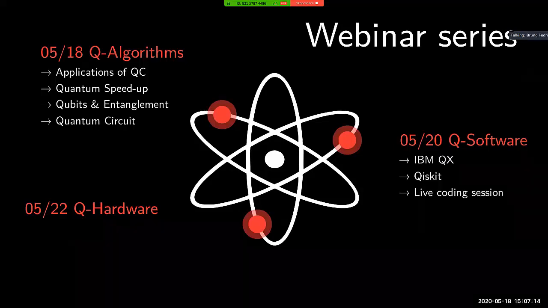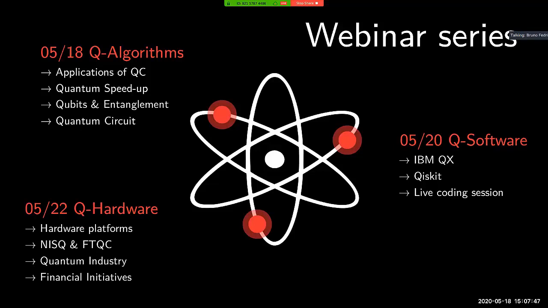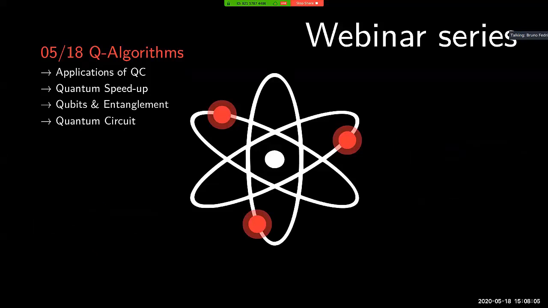On Wednesday, we will review quantum software platforms. I will introduce more in-depth IBM Quantum Experience, which is a tool inside the cloud to access quantum computers from IBM. I'm not working for IBM, but this one is pretty easy to present. We will review Qiskit. Qiskit is a Python library for programming quantum algorithms and executing them on real hardware. And we will do a live coding session, for you to have a chance to code your first quantum programs. And finally, on Friday, we will speak more about the hardware, the limitations of current processors with noise. We will speak a bit about the quantum industry and about the financial initiatives, both private and public. So for today, we will remain with quantum algorithms.